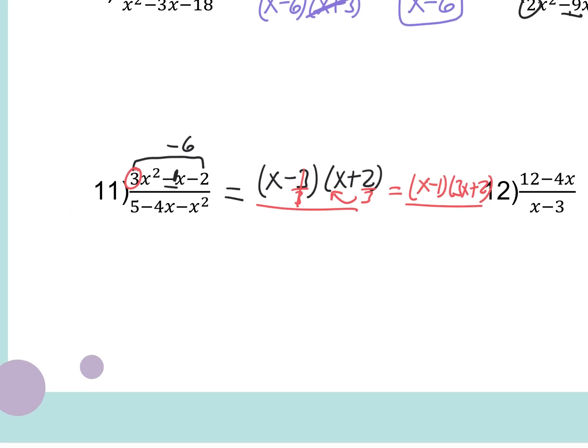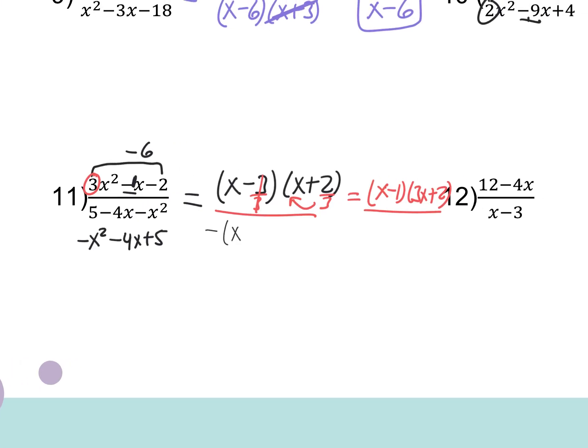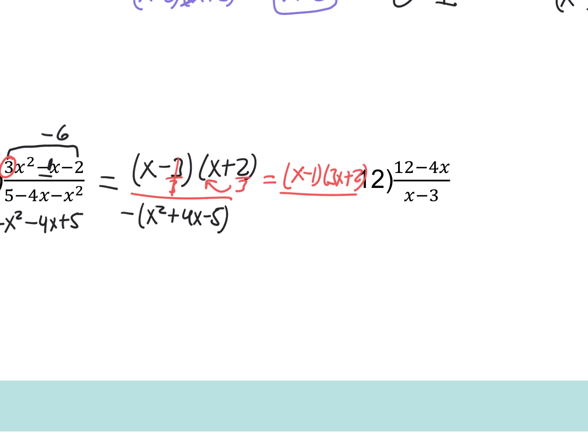The bottom I can factor by rearranging and taking out the negative. So I get a negative x squared minus 4x plus 5. And then I can take out that negative. So it's going to be a negative x squared plus 4x minus 5. Right? Just taking out the negative changes all the signs on the inside. And so inside we get a trinomial that we can factor. We're looking for factors of negative 5 that add to 4. And that's going to be an x plus 5 and an x minus 1.